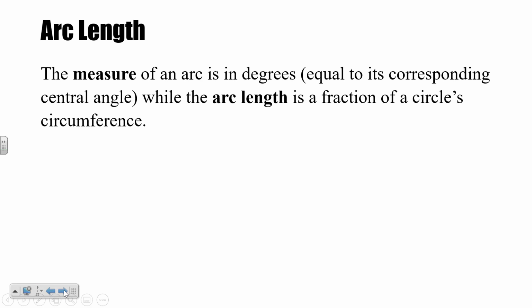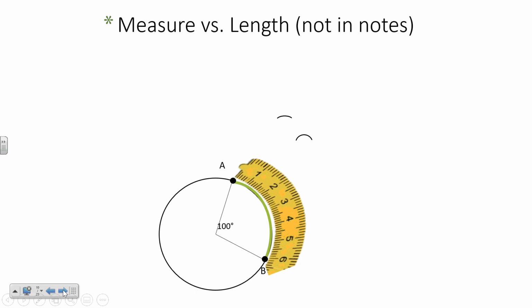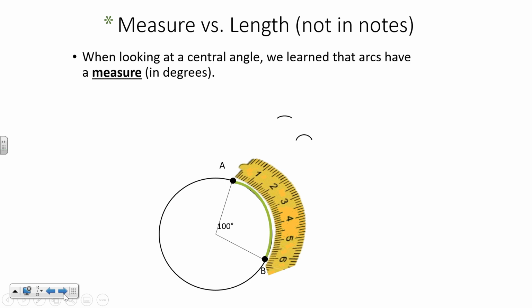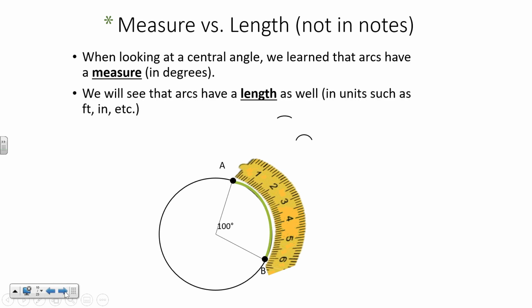So far we've talked about the measure of these. The measure of the arc is the degrees. So the measure of an arc is in degrees equal to the corresponding angle, while the arc length is going to be in inches or centimeters or meters or something like that, and it's a fraction of the circle's circumference. So we have this picture here. So the measurement versus the length, and this is not in your notes. When you're looking at the central angle, we learned the arc's measure is in degrees. We'll see that the arcs have a length as well.